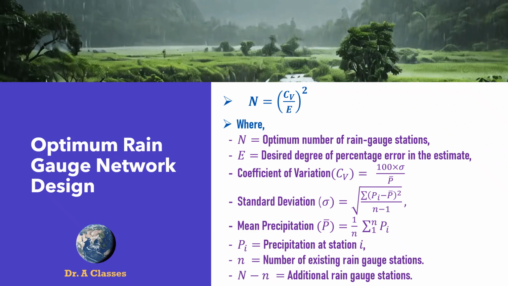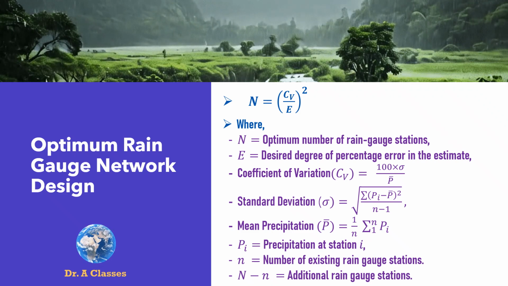Coefficient of variation CV, standard deviation sigma, and mean precipitation P bar are all derived from data of the existing rain gauge stations N by the given formula. Once the optimum number of stations N is determined, you might find you need additional rain gauge stations, N minus N. These new stations should be strategically distributed, not just randomly.